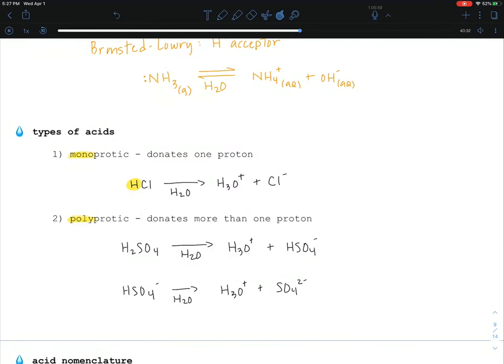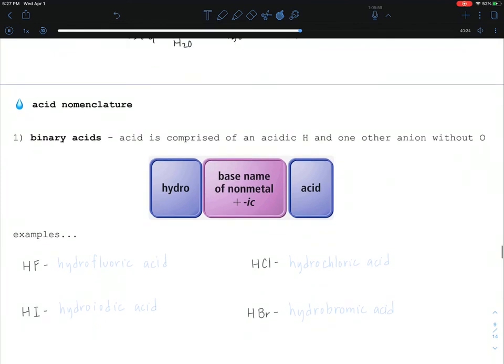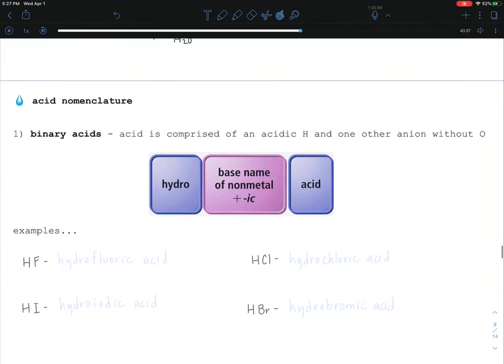So how do we name these things? There are 2 different types that we're going to focus on in this chapter. So for the acid, nomenclature means naming, right? I've got some examples down here of binary acids. Binary acids are basically an acid that's made up of an acidic hydrogen, right? So it's going to be something where this hydrogen is involved in a polar covalent bond with some other anion, and that anion cannot be oxygen for these binary acids, because oxyacids are their own category. We'll get to those in a sec.